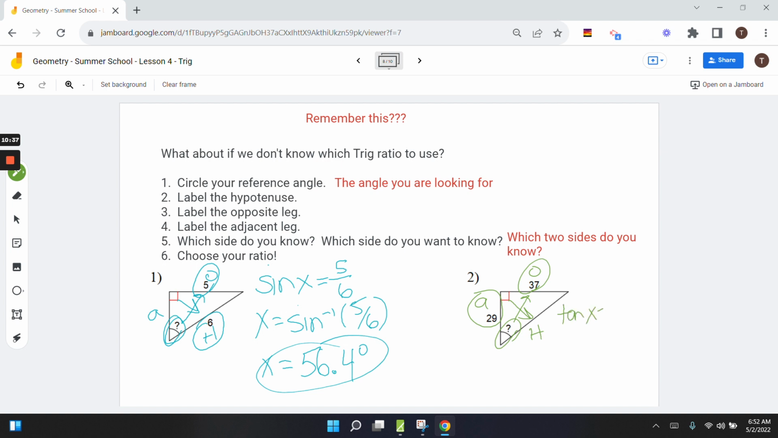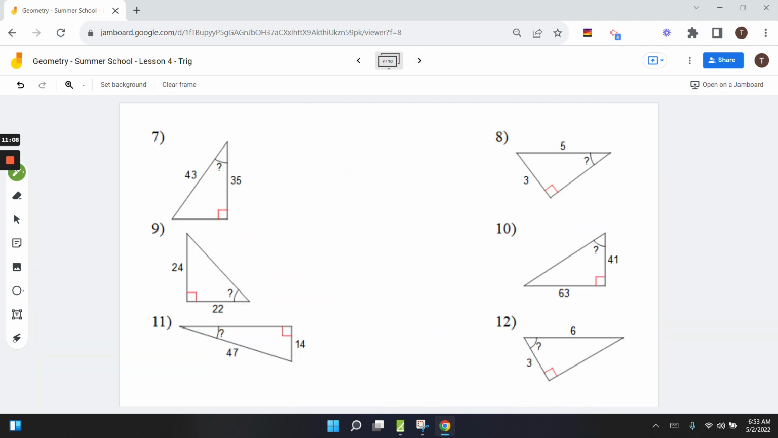Okay, so just a few more examples here. For number 7, here's the angle I'm looking for. Across from my right angle is hypotenuse, and I'm actually going to zoom in a little bit here. Across from my reference angle would be opposite. What's left over is A. So this is an A and H. That's cosine. So the cosine of my angle, which I don't know yet, cosine is A over H, so that would be 35 over 43. So X would equal cosine inverse of 35 over 43, which is 35.5 degrees.